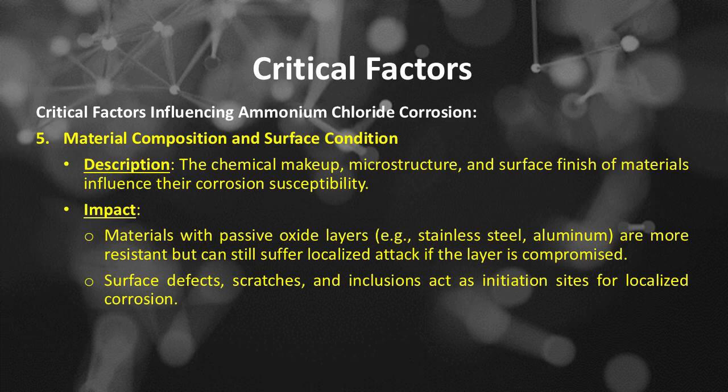Number 5 is material composition and surface condition. Description: the chemical makeup, microstructure, and surface finish of materials influence their corrosion susceptibility. Impact: materials with passive oxide layers, e.g., stainless steel, aluminum, are more resistant but can still suffer localized attack if the layer is compromised. Surface defects, scratches, and inclusions act as initiation sites for localized corrosion.